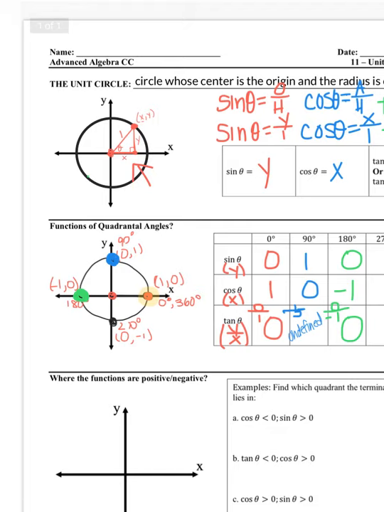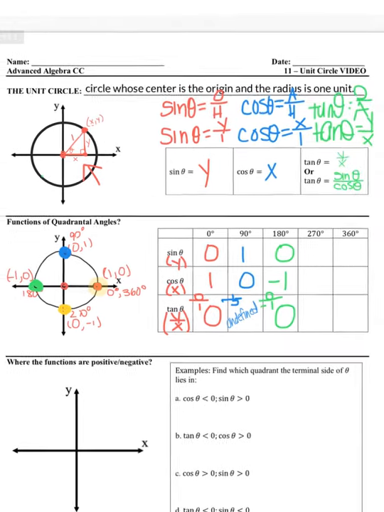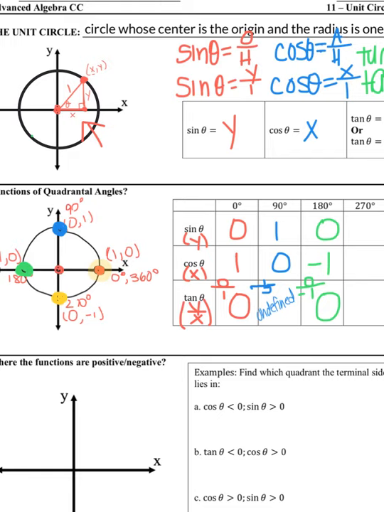All right, let's go to 270 down here. So 270 goes through the point 0, -1.